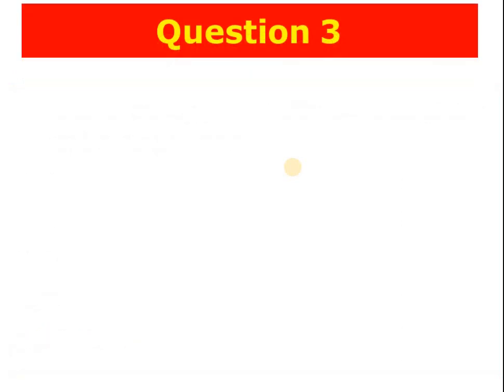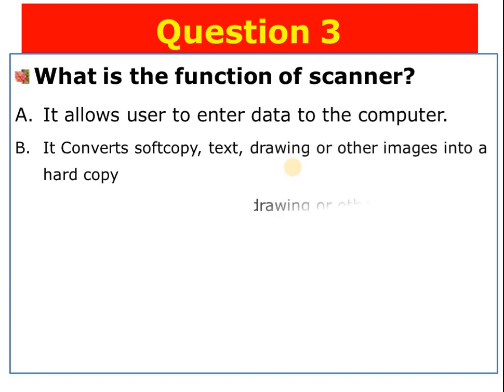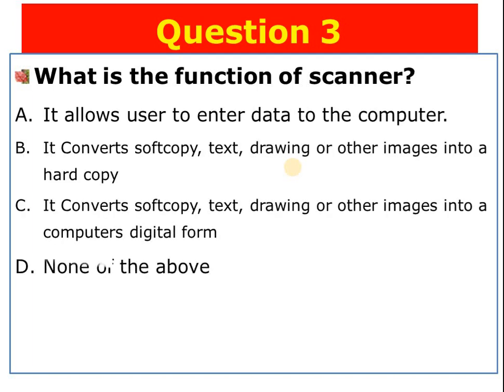Question number 3 is about scanner. What is the function of scanner? A. It allows user to enter data to the computer. B. It converts soft copy, text, drawing or other images into a hard copy. C. It converts soft copy, text, drawing or other images into computer's digital form. D. None of the above. The answer for this question is C. Choice C is the answer. This scanner converts soft copy, text, drawing or other image into computer's digital form. So the answer is C.